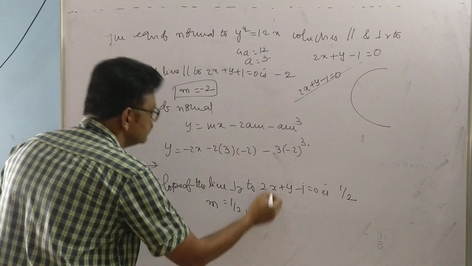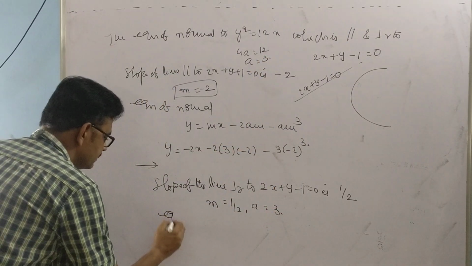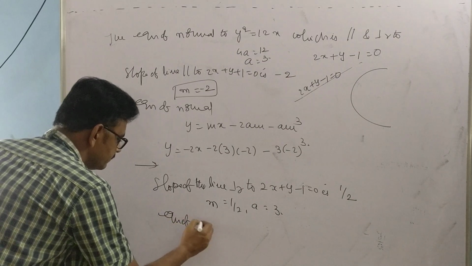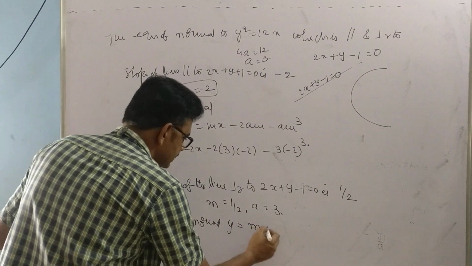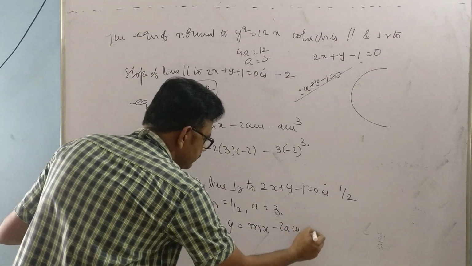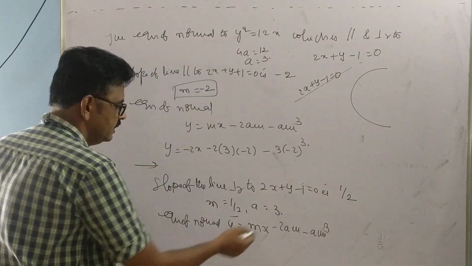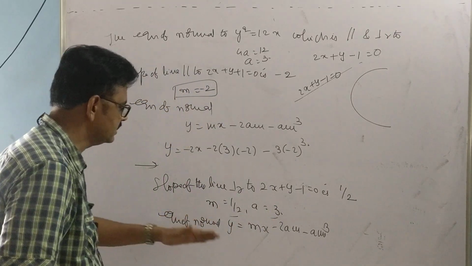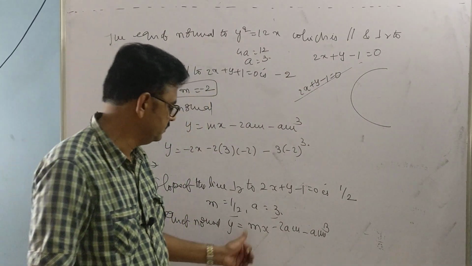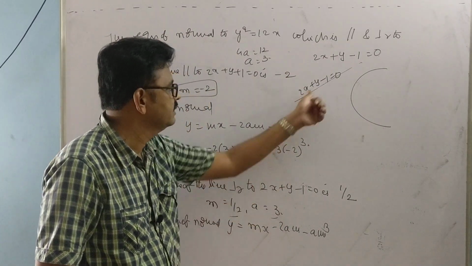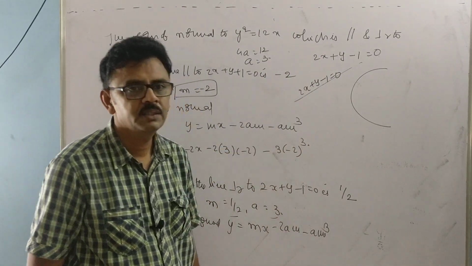And a is what? Y square equal to 12x, a is 3. So equation of normal: y is equal to again mx minus 2am minus am cube, where m is 1 by 2 and a is 3. So that is the normal equation which is perpendicular to the given line. Okay, thank you.